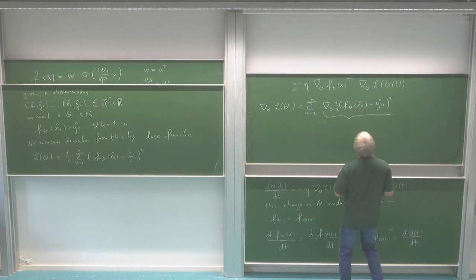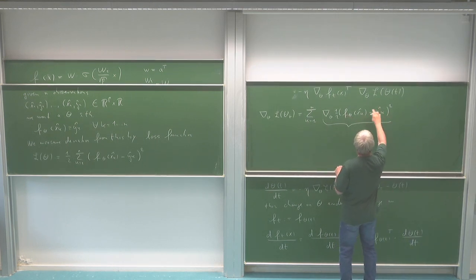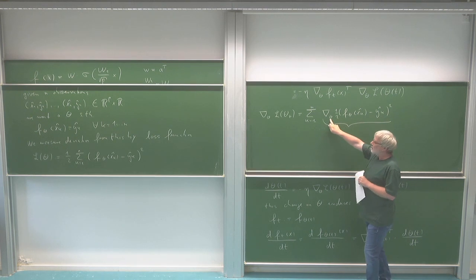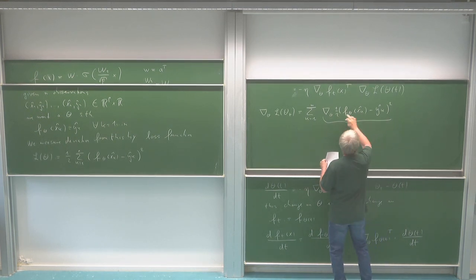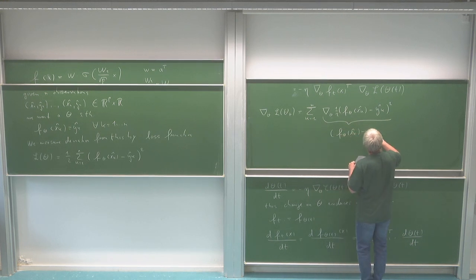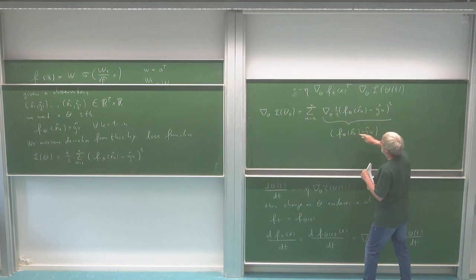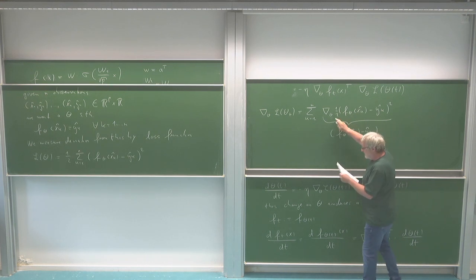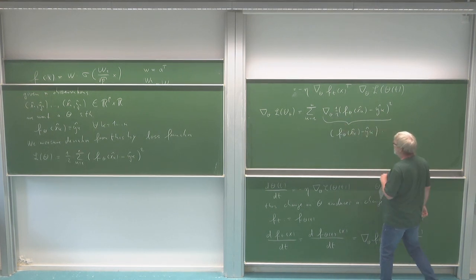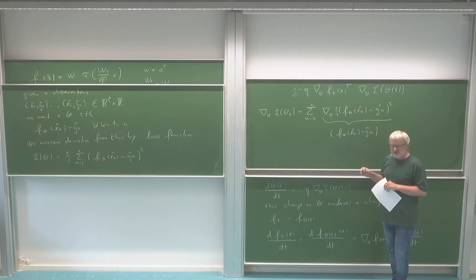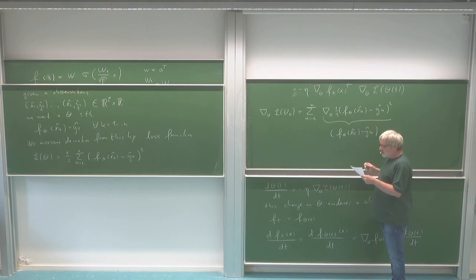Okay, but in this case, I have here a function which goes to R. So this is really something in R. I have here a function which goes from what? From my parameter space to R. Okay, and so I get the outer derivative. So this is just f theta of xk hat minus yk hat. And the 2 comes down, so it cancels this 1/2. And then I have to multiply it with the inner derivative, with respect to the corresponding theta.